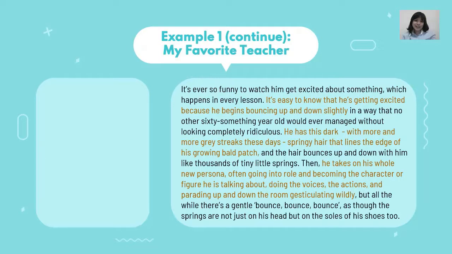Now let's continue. It's ever so funny to watch him get excited about something, which happens in every lesson. It's easy to know that he is getting excited because he begins bouncing up and down slightly in a way that no other 60-something-year-old would ever manage without looking completely ridiculous. He has these more and more gray streaks these days, springy hair that lines the edge of his growing bald patch. And the hair bounces up and down with him like thousands of tiny little springs.